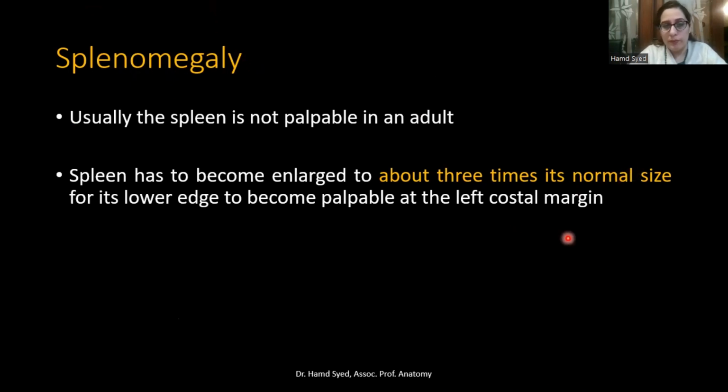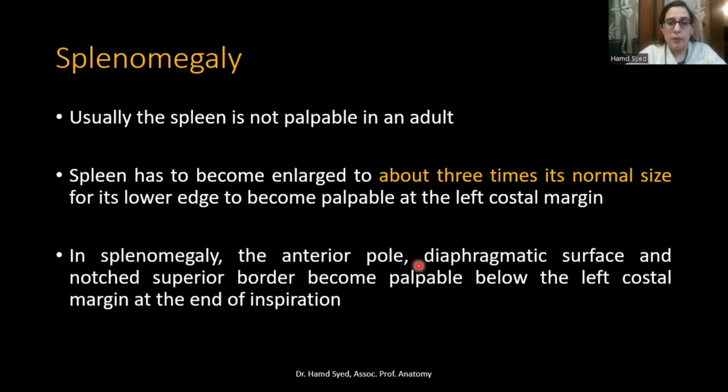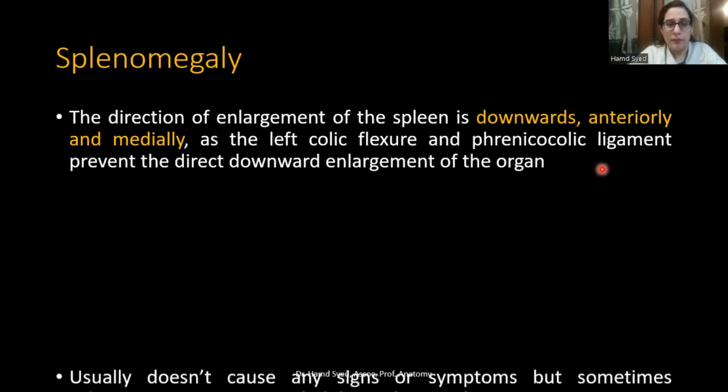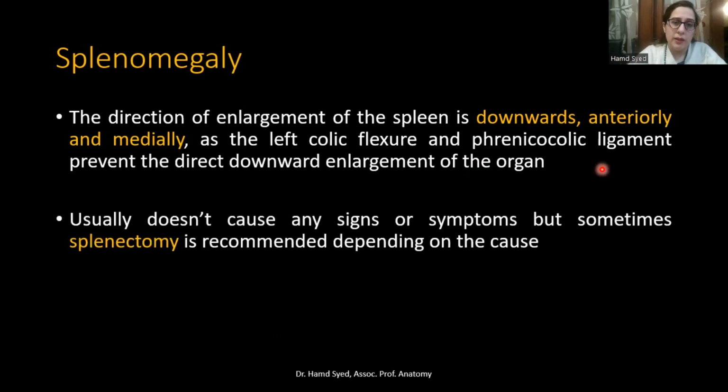In splenomegaly, remember the anterior pole, the diaphragmatic surface, and the notched superior border of the spleen become palpable below the left costal margin at the end of inspiration. And the direction of enlargement of the spleen is downwards, anteriorly and medially, because the left colic flexure and the phrenicocolic ligament prevent the direct downward enlargement of the organ. Usually, splenomegaly doesn't cause any signs or symptoms, but sometimes splenectomy is recommended depending on the cause. So splenectomy is the removal of the spleen.